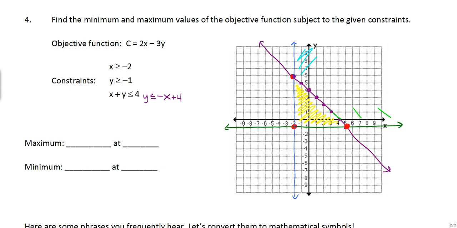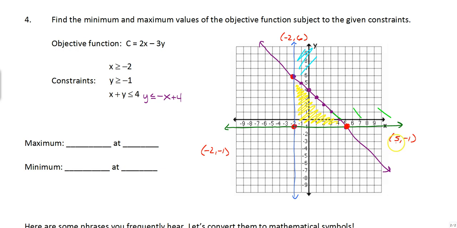So we need our coordinates. You must test them all. So we have our intersection at 5, -1. You have another one at -2, -1. And you have your last one up here at -2, 6. So you need to plug all three of those into our objective function.